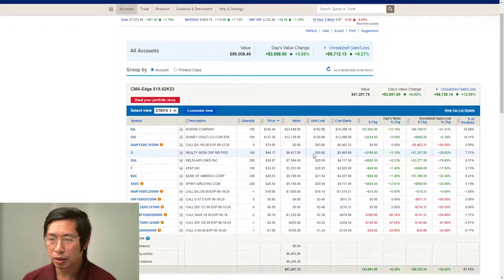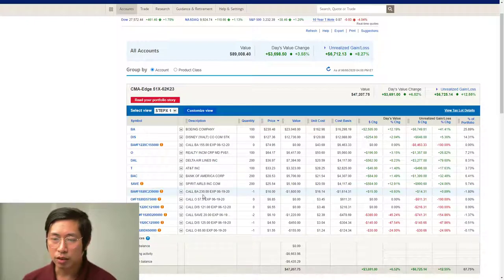As for my options, I did have this covered call on Boeing, but I got rid of that already. I replaced it with another covered call, a different one. As you can see here, the strike price was $155, and this expires on 6/12. I basically replaced it with this one.